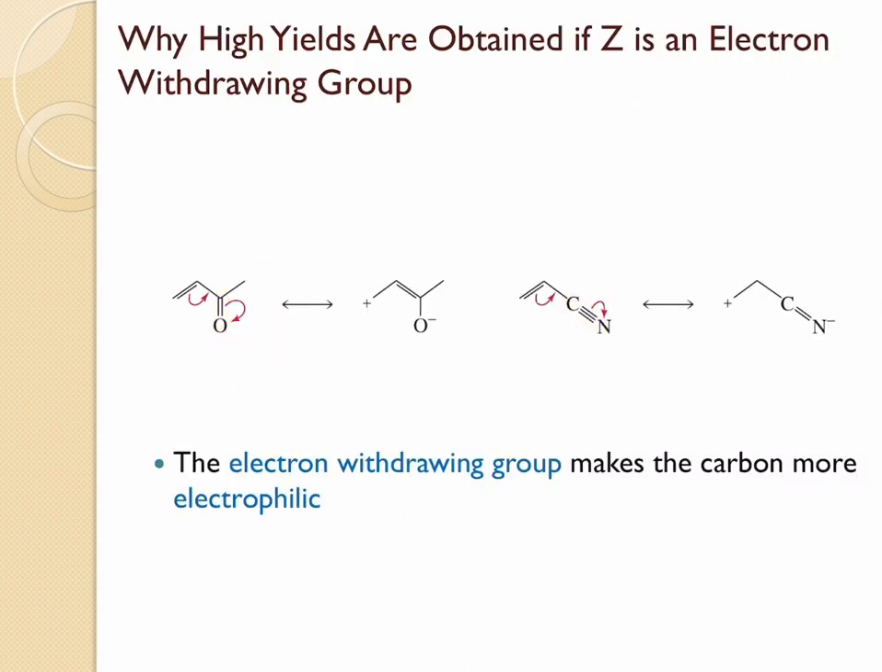Here are two examples where you can see that there are electron withdrawing groups attached to one of the sp2 carbons, and as these withdraw electrons, right, this carbon will be more electropositive, and therefore the carbon nucleophile can go and easily attack this carbon, increasing the yields in the Heck coupling reaction.